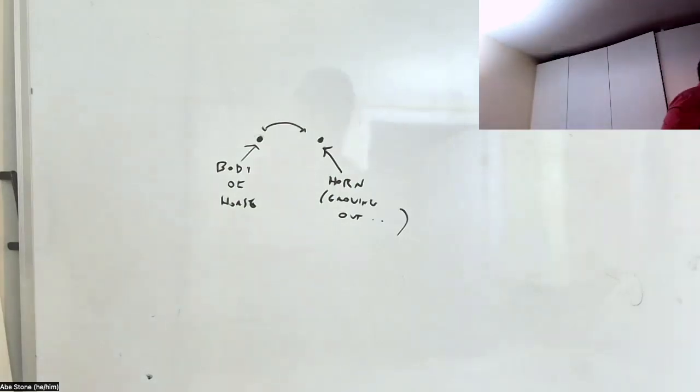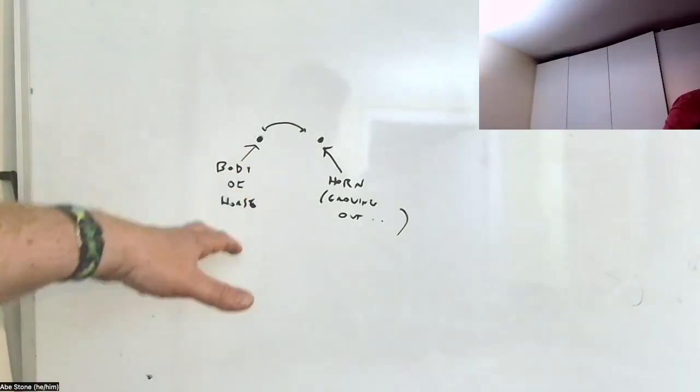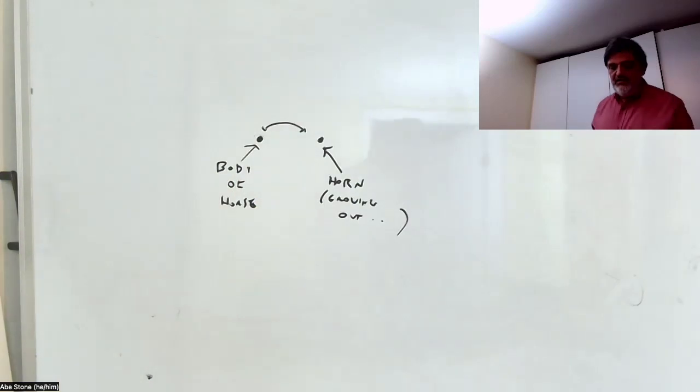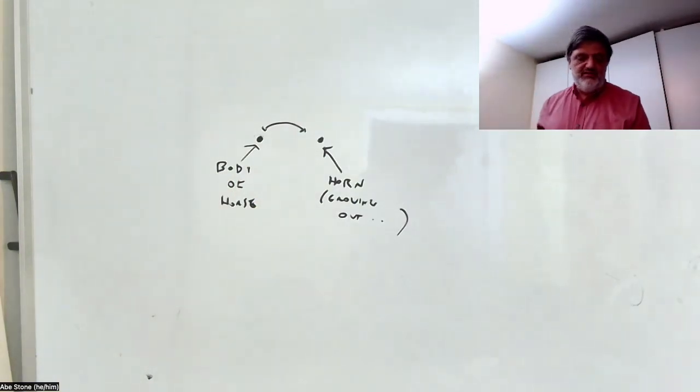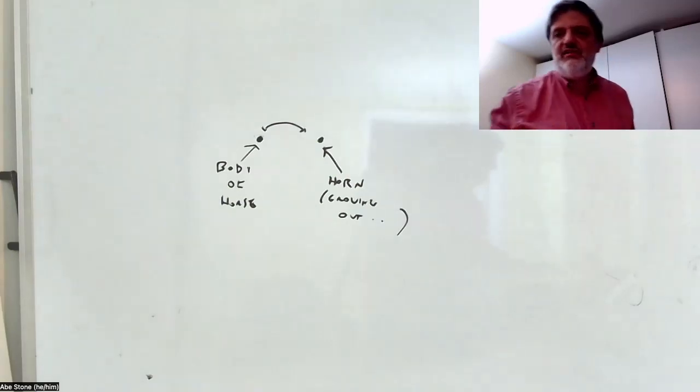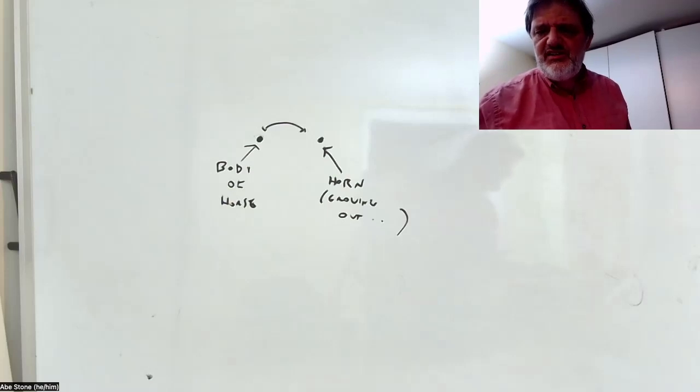So, if I didn't have the idea of a body of a horse, here it's a little tricky what it means to have the idea, just as it was in Locke. Like, does that mean, well, I haven't been paying attention to the chat here.